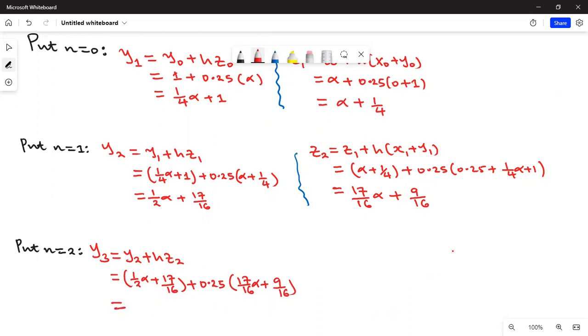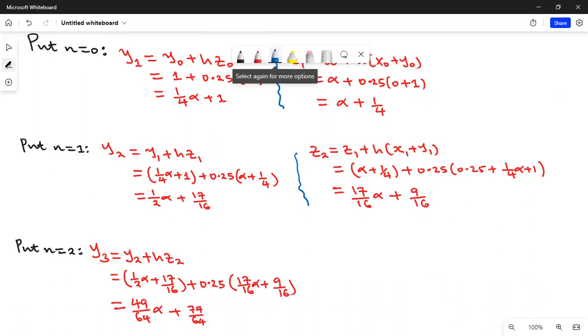When you simplify this equation, you need to get y3 is equal to 49 over 64 alpha plus 77 over 64.